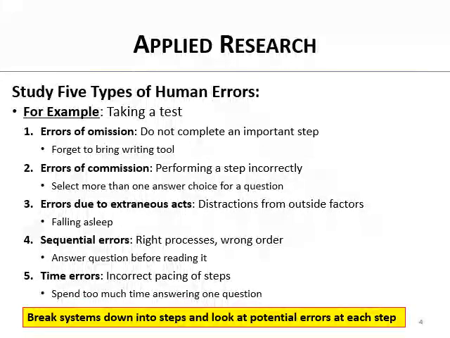So they break systems down into steps, and in each step they look at the potential errors that are made, and they try to come up with ways to reduce those errors. And that's basically how human factors researchers solve problems practically.